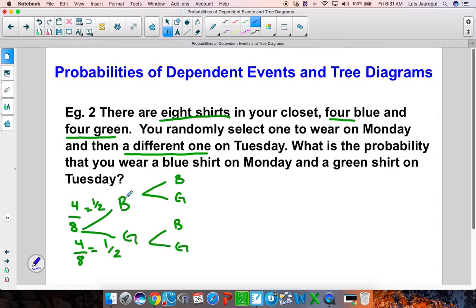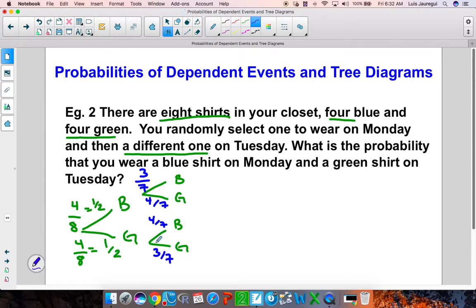Say you actually wore a blue shirt on Monday. So you no longer have 4 available, you only have 3 out of 7 shirts. But since you wore a blue one, that means that you still have the 4 green left. So the probability of getting a green one will be 4 out of 7. If, let's say, you actually used a green shirt on Monday, things change. Now, you still have the 4 blue available, so we have 4 out of 7. But since you already used 1 out of those 4 green ones, that leaves you with only 3 out of 7 shirts available in terms of green shirts.